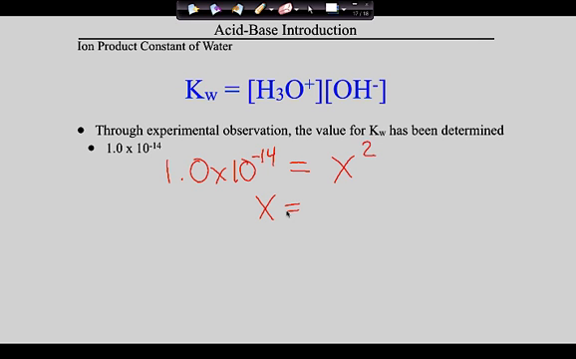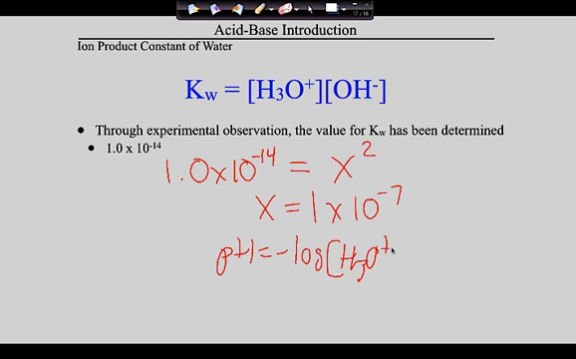can you do that in your head? What's the square root of this? 1 times 10 to the negative 7th. Now do you get it? That's why water has a pH of 7. Because guys, pH is the negative log of hydronium ion concentration. The hydronium ion concentration of water is 1 times 10 to the negative 7th. Take the negative log of that, and the answer is 7. This is why water has a pH of 7.